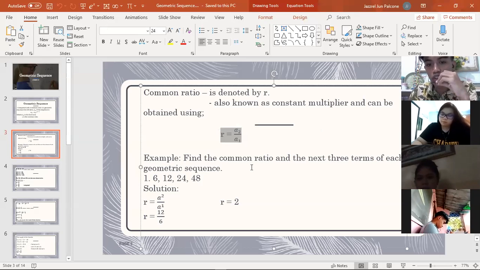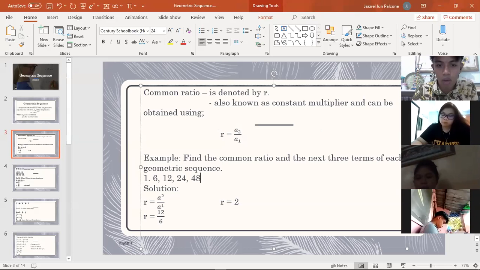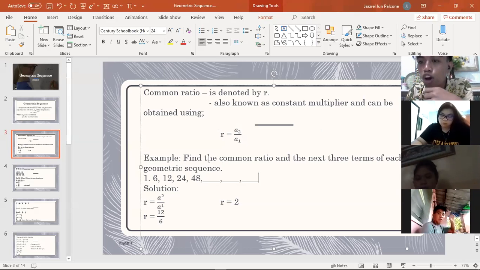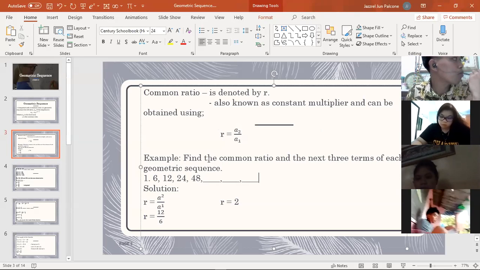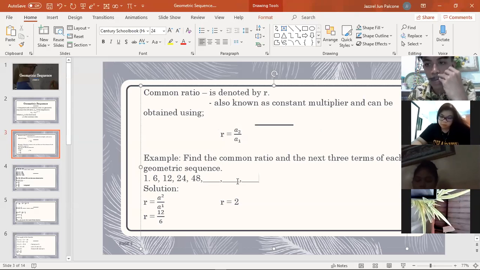Find the common ratio and the next three terms of each geometric sequence. Okay. So 6, 12, 24, 48. So hanapin daw natin yung susunod na tatlong nawawala dito after ng 48. So dito class ang pagkakaibahan natin is instead of adding and subtracting, dito we are multiplying. Palagi tayo magmumultiply ng paulit-ulit until we get the correct answer. Okay, now let's have our solution.